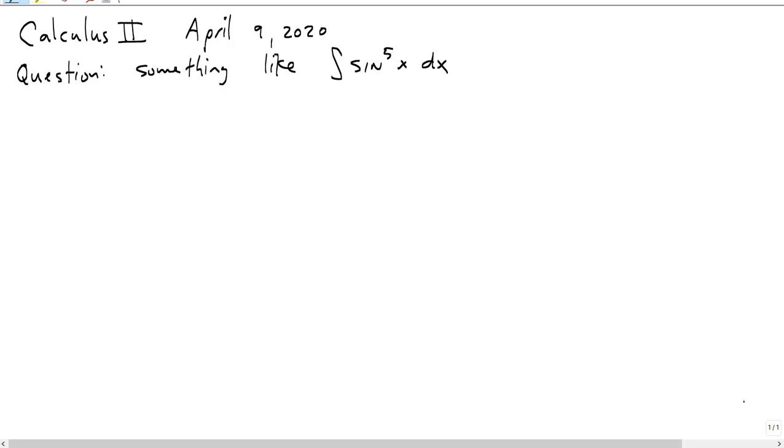Hello, this is Calculus 2 on April 9th, 2020. I have just got a question. Someone is having trouble with the integral of sine to the fifth power of x dx.